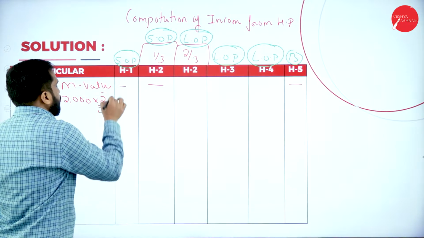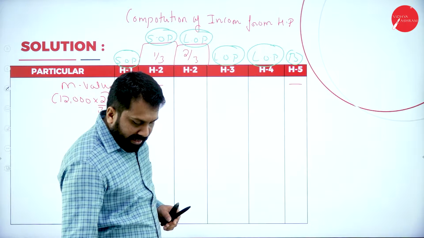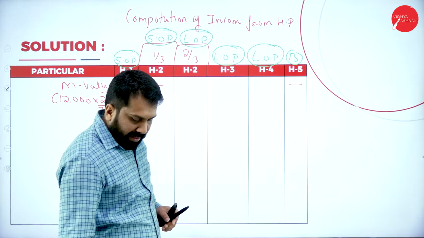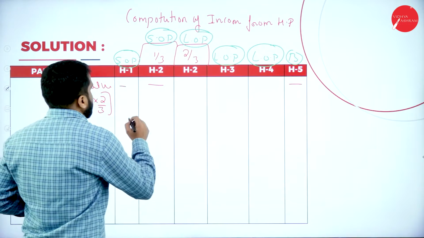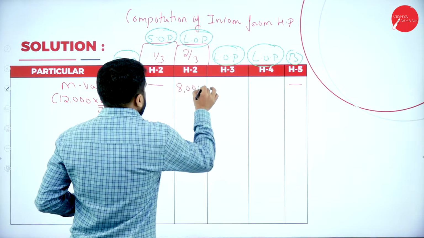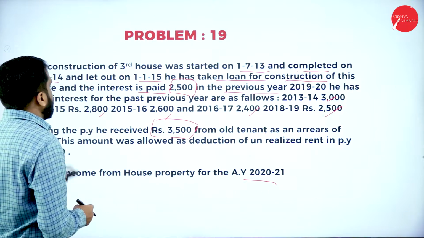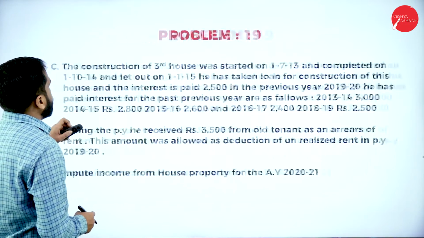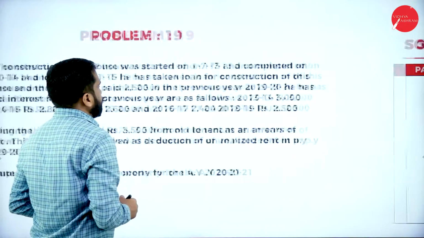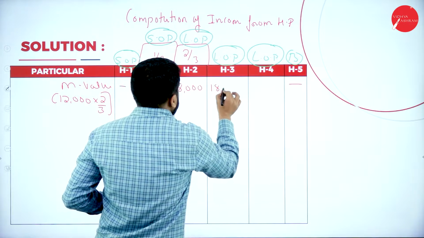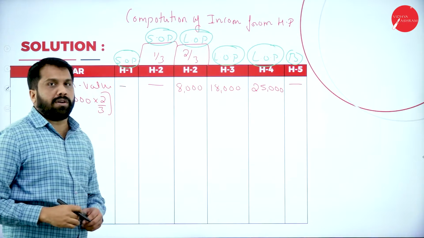12,000 into 2 by 3. I'll calculate this. How much? 12,000 into 2 by 3. I got 8,000. Municipal valuation 8,000. What about house 3, house 4, house 5? House 3, it is 18,000. House 4, 25,000, and we are not doing for house 5.